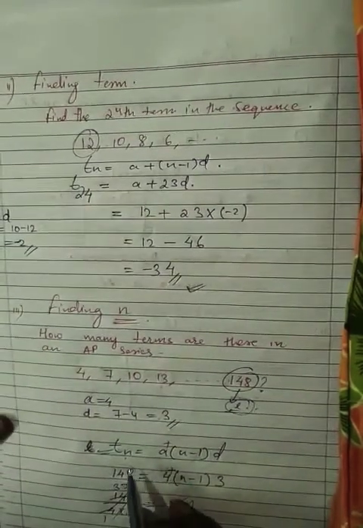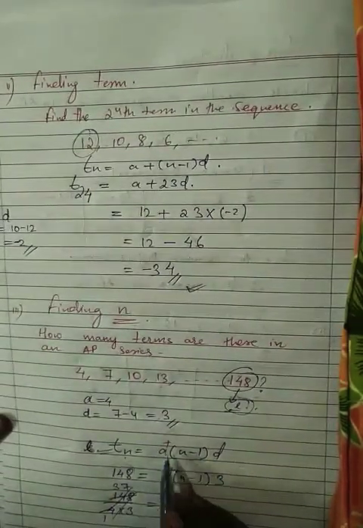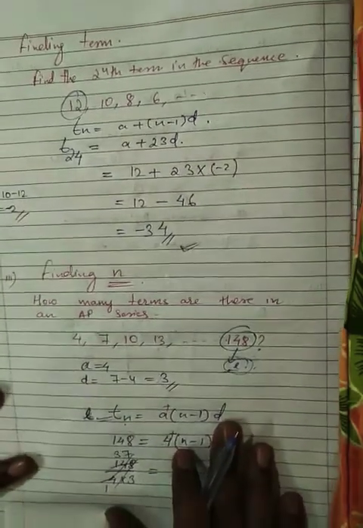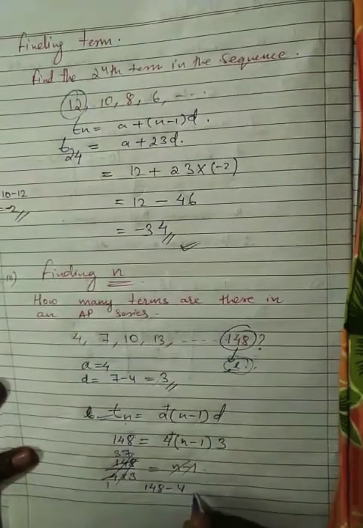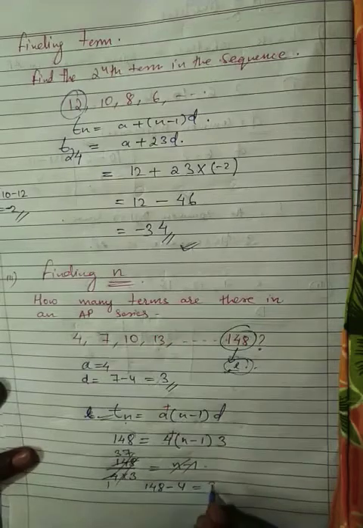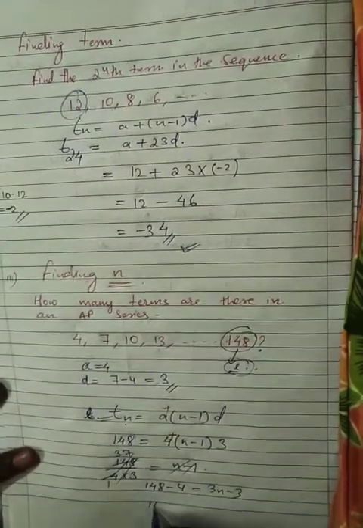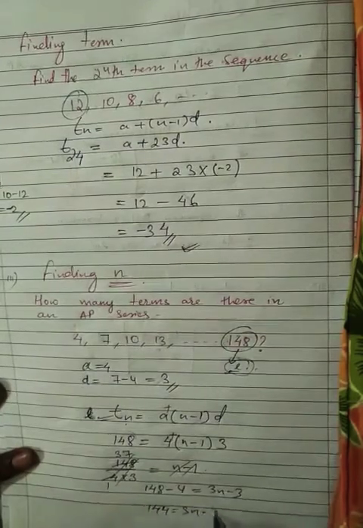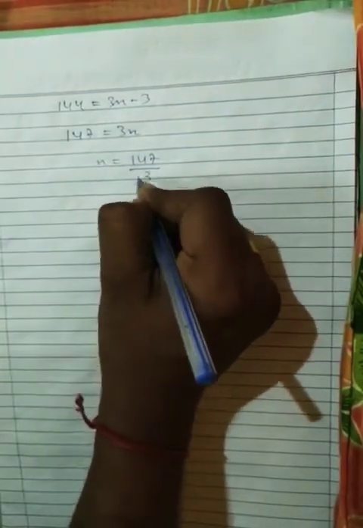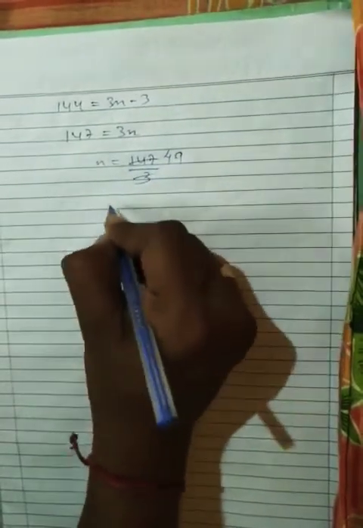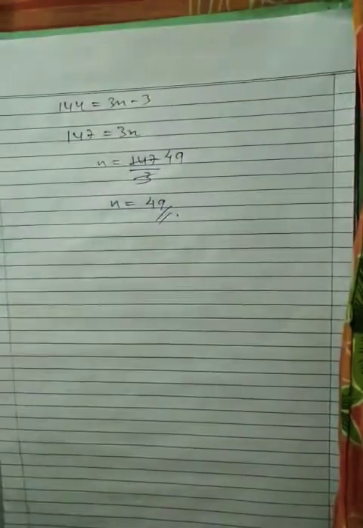Apply the formula: Tn equals A plus n minus 1 into D. So 148 equals 4 plus n minus 1 into 3. So 148 minus 4 equals 3n minus 3, so 144 equals 3n minus 3. Yes or no? So 147 is 3n. So n will be how much? 147 by 3. 3 fours are 12, 3 nines are 27. So n is 49. Clear? This is the number of terms.